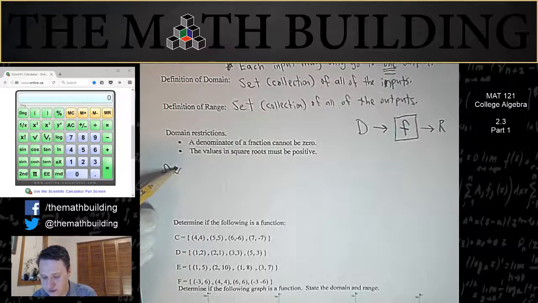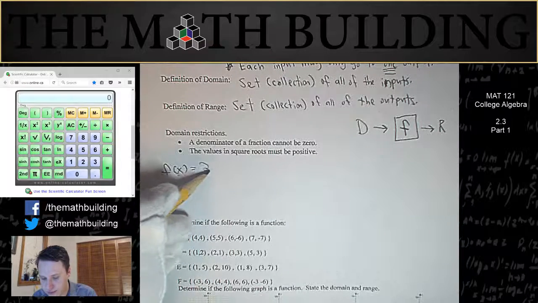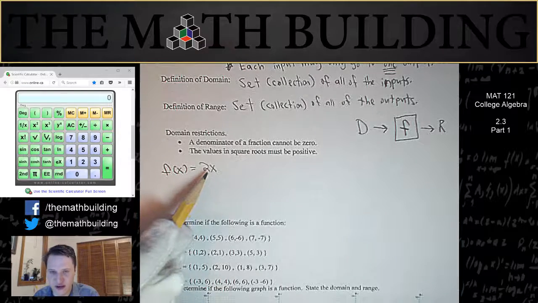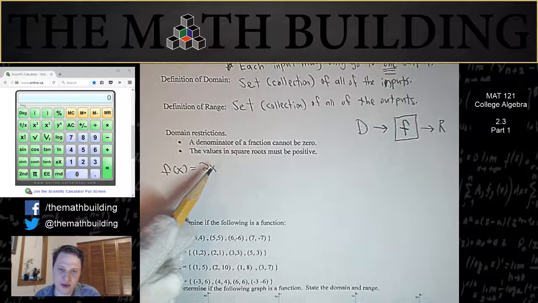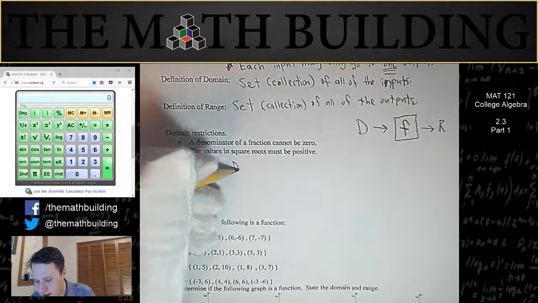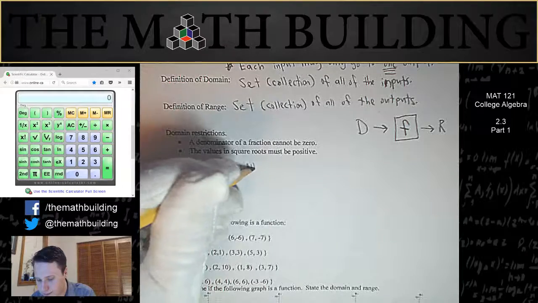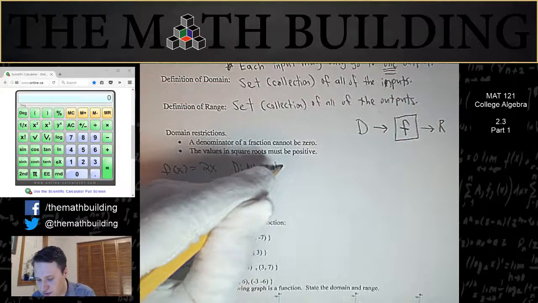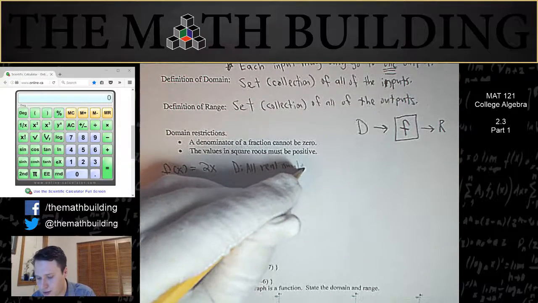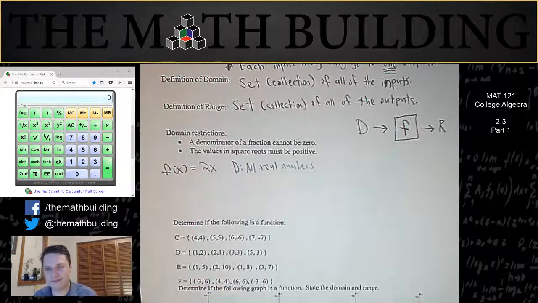So let's look at a function that is all real numbers. This function, f of x equals 2x, has no restriction on what we plug into x. We can plug in any number, so the domain is all real numbers. And that's the case most of the time. X squared is another example, x to the third, sine of x in trigonometry. A lot of functions have a domain of all real numbers.